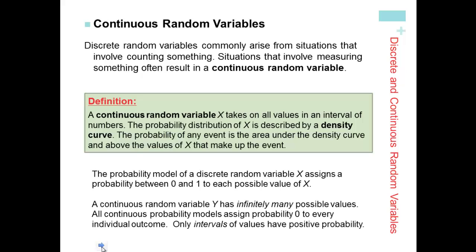The probability model of a discrete random variable x assigns a probability between 0 and 1 to each possible value of x. A continuous random variable y will have infinitely many possible outcomes. All continuous probability models assign a probability of 0 to every individual outcome. Only intervals on a continuous random variable have values with a positive probability.